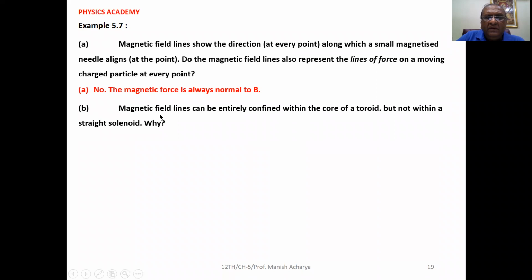Question B. Magnetic field lines can be entirely confined within the core of a toroid, but not within a straight solenoid. Why? Because a toroid is endless. Okay, so field lines can be confined within it. But for the straight solenoid, when field lines come out from the end of the solenoid, they form a closed loop. So inside it, we can't confine them. Okay.